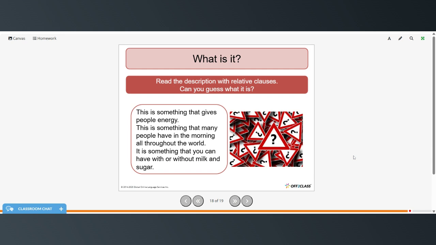This is something that gives people energy. This is something that many people have in the morning all throughout the world. It is something that you can have with or without milk and sugar. This would be coffee, or perhaps tea. Sometimes people have tea as well.